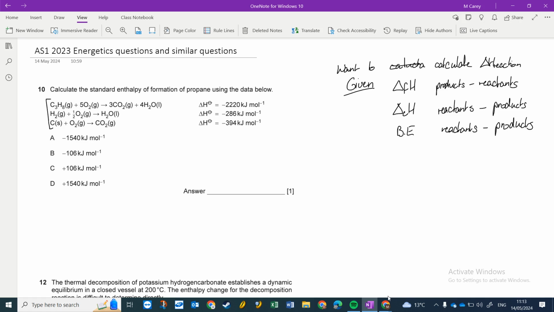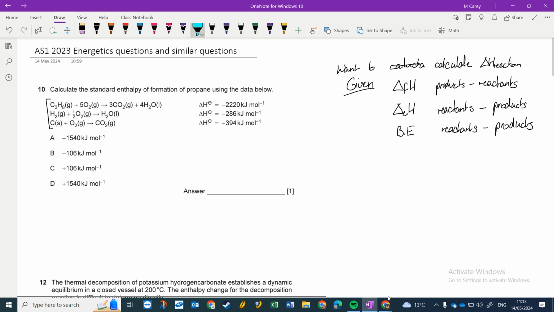Okay, now looking at question 10 here, I just thought I'd point this out because they haven't actually told you what you've got, but you should be able to recognize the fact that all of these are reactions with oxygen, means they are all delta CH. Okay, and in that instance, it's reactants minus products. So, you need to account for mole quantities. And the other sneaky thing here is they haven't given you the equation.